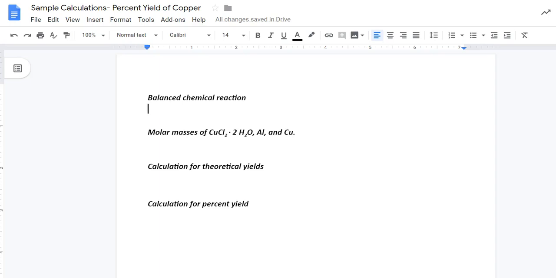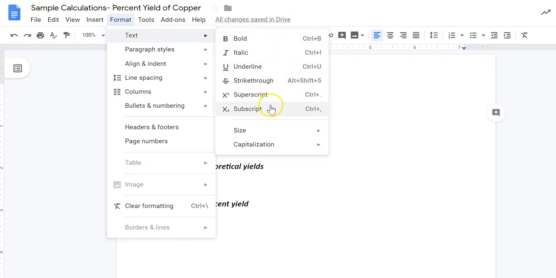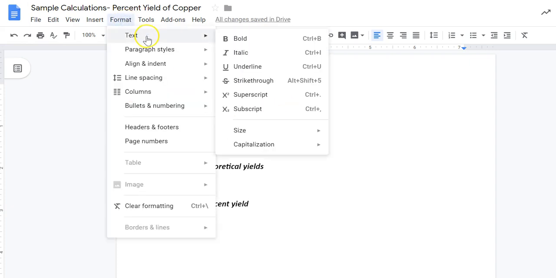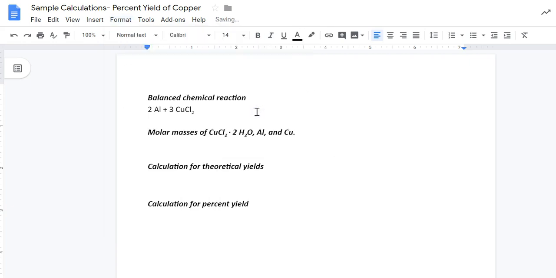Today I'm going to show you how to type your calculations for the percent yield of copper lab. So the first thing that we need to type is our balanced chemical reaction. We need to use subscripts for copper 2 chloride. So the way we can do that is highlight that number 2, go to Format, Text, and change it to a subscript. You can see over here that the shortcut is going to be Control, comma. To get out of the subscript, we're going to go back to Format, Text, and click on Subscript again.